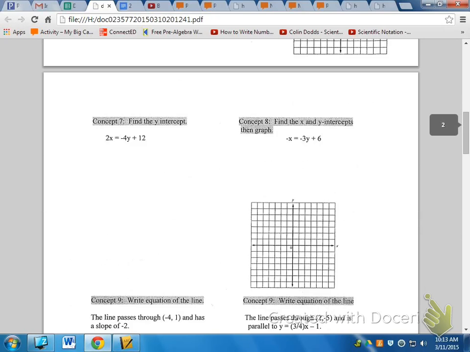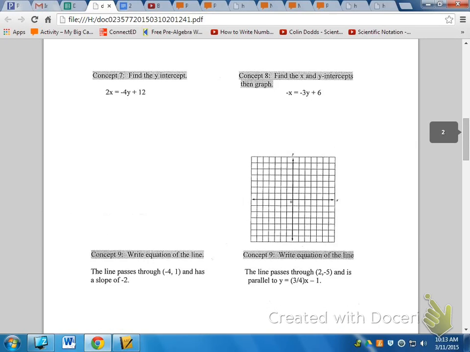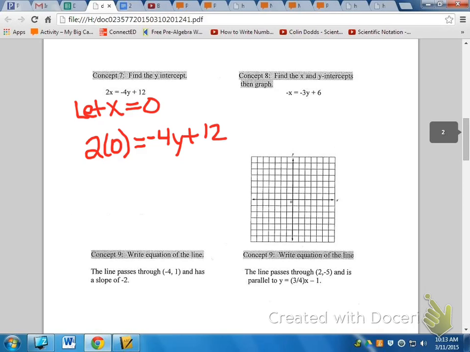Concept 7. In Concept 7, it says find the y-intercept. Well, when we find the y-intercept, that is where we let the x equal 0. The y-intercept is where it crosses the y-axis, and on the y-axis the x value is always 0. So you plug in 0 for x. I'm going to put 2 times 0 equals negative 4y plus 12. 2 times 0, that's going to make that 0 equals negative 4y plus 12.